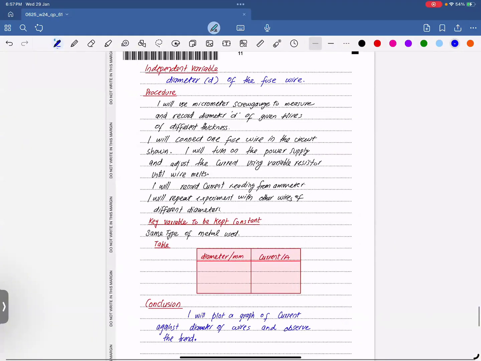So dear student, this is one of the best and the model answer. If you need more planning questions, I can solve and upload for you.